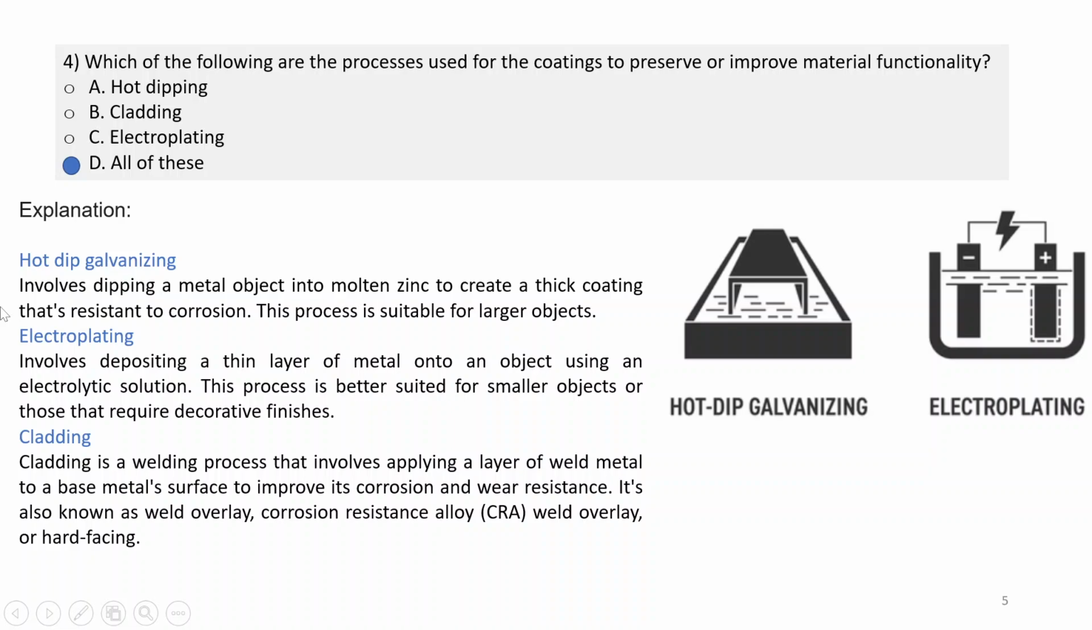Electroplating involves depositing a thin layer of metal onto an object using an electrolytic solution, and this process is better suited for smaller objects or those that require decorative finishes. Then cladding, it is a welding process which involves applying a layer of weld metal to a base metal surface to improve its corrosion and wear resistance, and it's also known as weld overlay, corrosion resistance alloy, weld overlay, or hard facing.